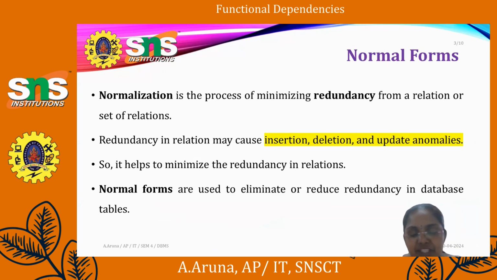So what do we mean by normalization? It is a process for minimizing the redundancy in a relation or a set of relations. How can redundancy occur in a relation? It may be caused by anomalies, based on insertion, deletion or update anomaly. Because our database is not static, it is dynamic. So whenever we need, we perform certain actions.